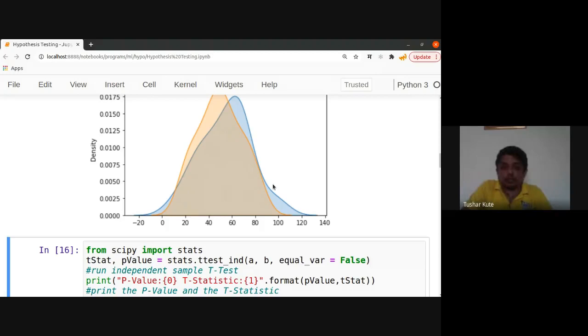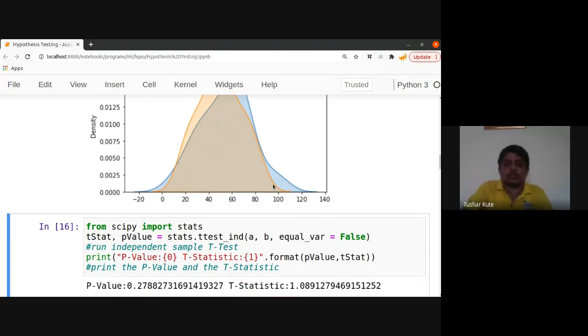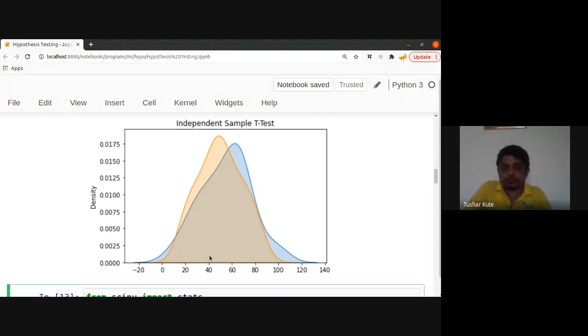Because of that, exact operations are not possible. So you can see the P value, which is 0.27, and the T statistic value is 1.08 for the independent sample T test. This one. And using the KDE plot, we can just check it out. In this way, we can compare two different samples.